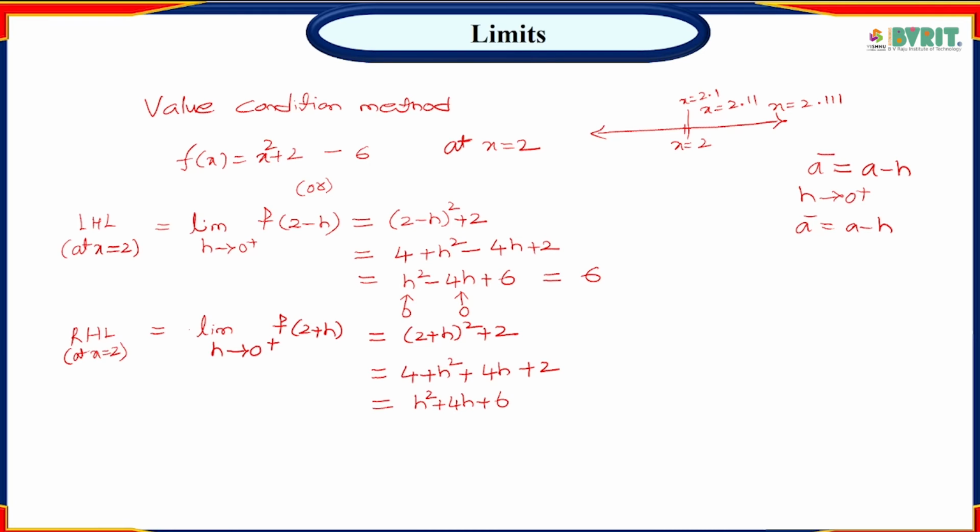Then as h tends to 0, this value is going to 0, this value is also going to 0. Then substitute h is equal to 0 here. Finally we are getting 6. Then the left hand limit at x is equal to 2 is equal to the right hand limit at x is equal to 2, which is equal to 6. Therefore, the limit exists. The left hand limit and right hand limit have the same value. Therefore, the limit exists.